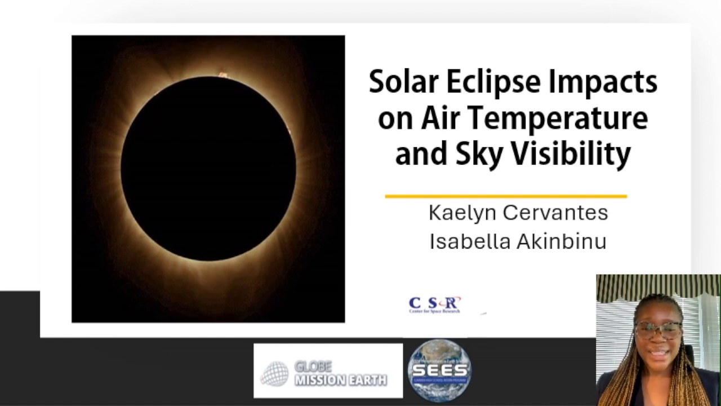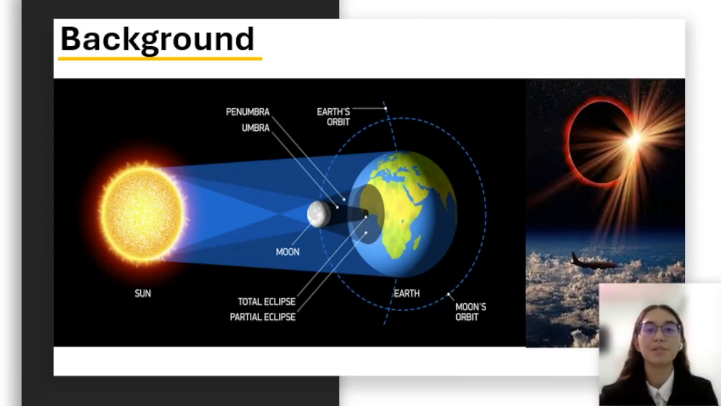Today we'll be discussing solar eclipses' impact on air temperature and sky visibility. A solar eclipse occurs when the moon passes between the Earth and the Sun, temporarily blocking the Sun's light. There are three main types of solar eclipses: total, partial, and annular.